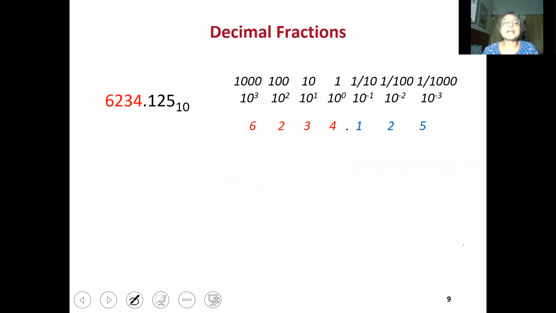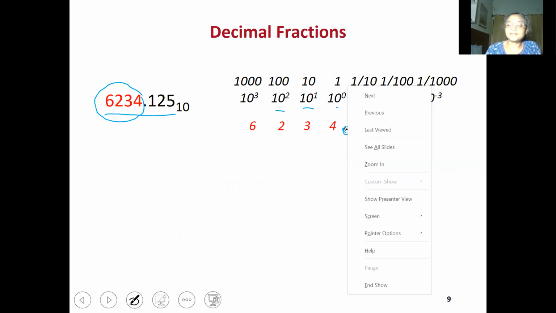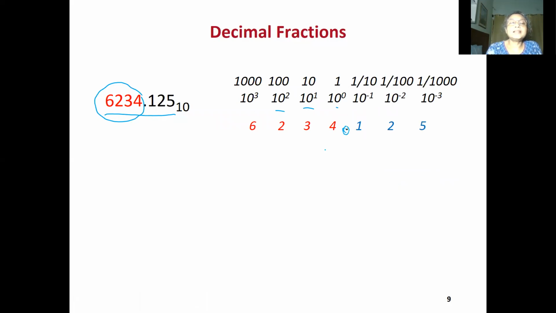Now let's look at fractional numbers. Suppose this is a mixed number, which has both an integer part as well as a fractional part. Now what is the value of this number? We have already seen how to find the value of this part of the number by giving the place value of each position, starting from the left of the decimal point.